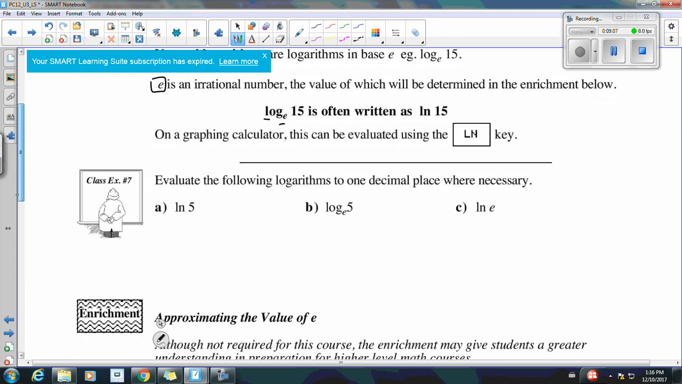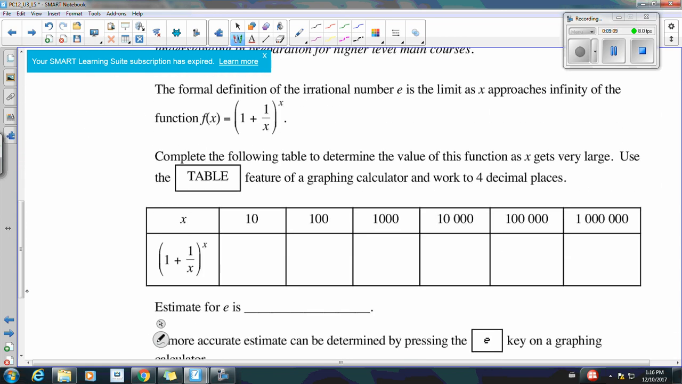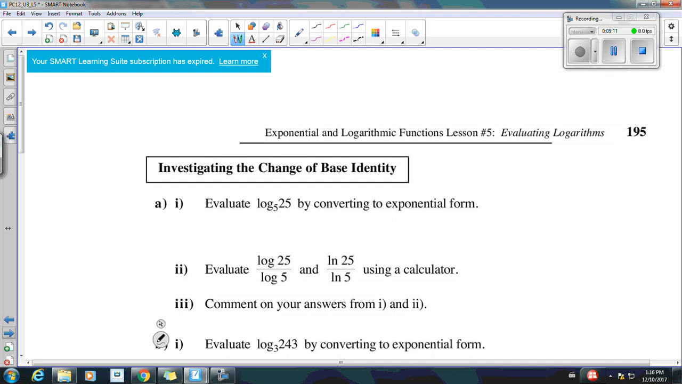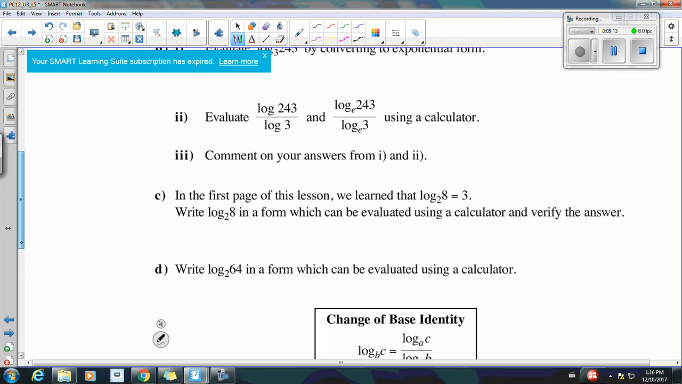So I'm going to skip this part here. It's just a matter of punching it into your calculator. Okay, I'm going to keep scrolling down here.